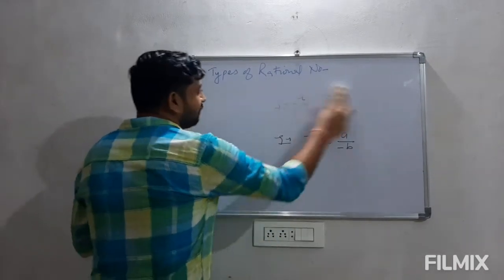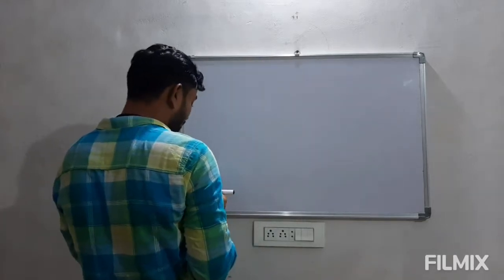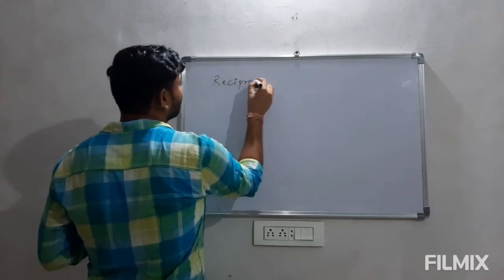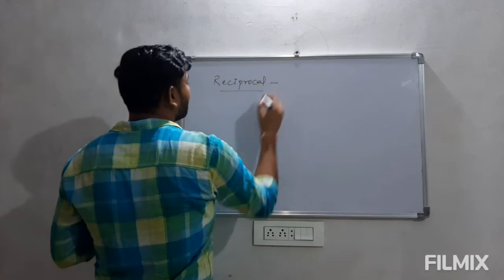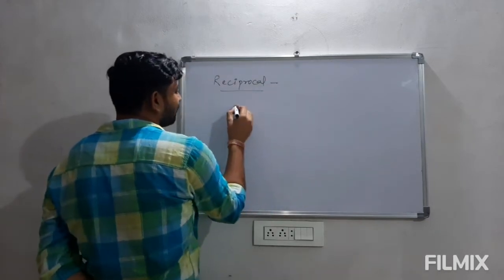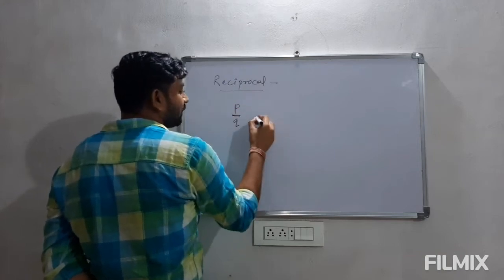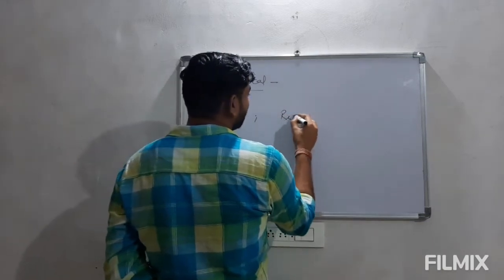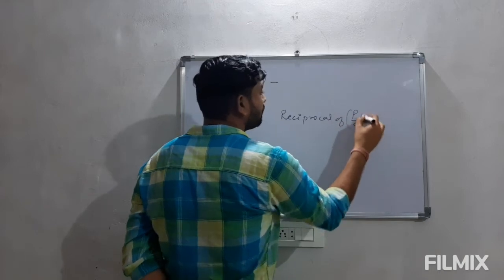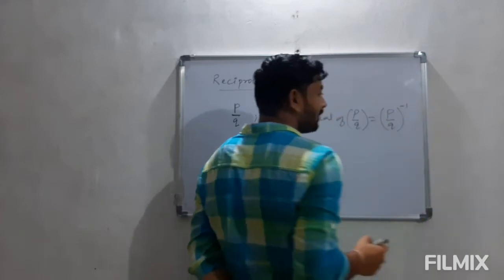Then comes a really important topic about rational numbers, that is reciprocal. This term you must have studied in fractions also, reciprocal. Reciprocal is nothing but the inverse of a rational number, that is, if we take any rational number as p upon q, then the reciprocal of p upon q will be just the inverse of it. Inverse means power minus 1.